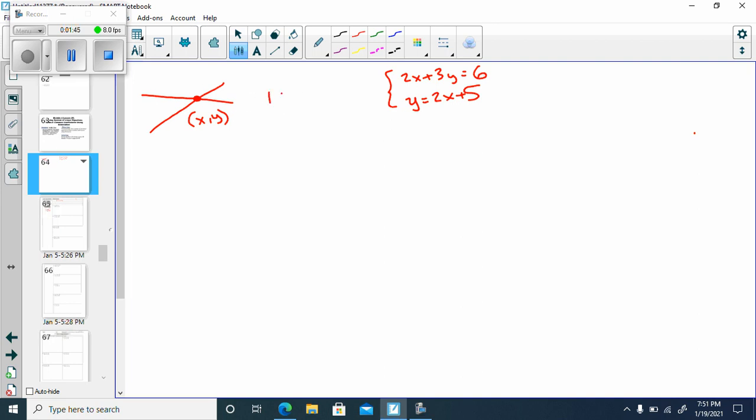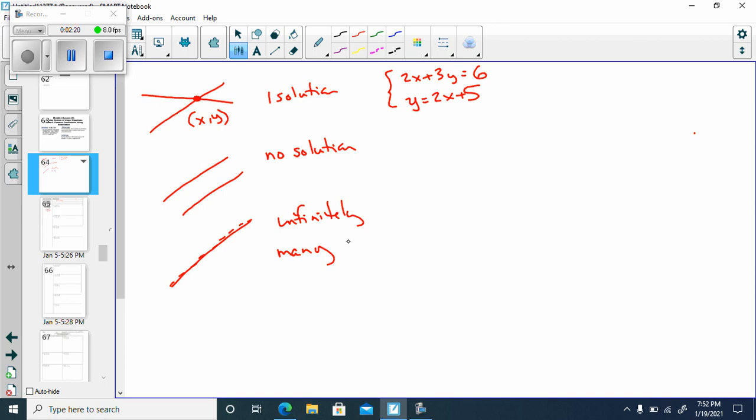Now, this one has one solution because it's got one place where it crosses. This is a set of parallel lines, okay? It has no solution. And if you have two lines that are right on top of each other, what you now have is a set of lines that has infinitely many solutions. With infinitely many solutions, that means these are two equations that are exactly the same.